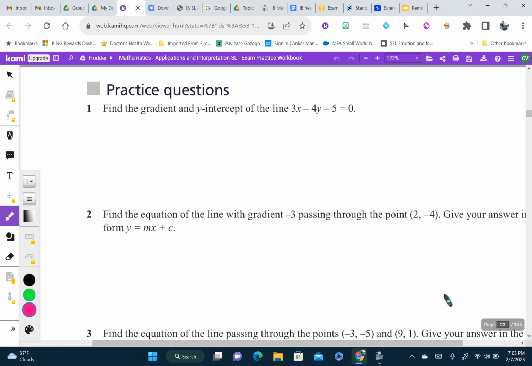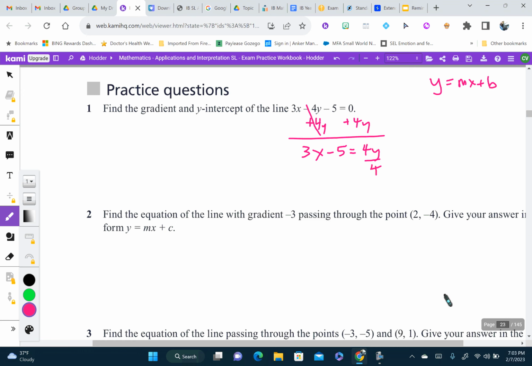So it says find the gradient and the y-intercept. To do that, you have to put it into y equals mx plus b form. So right now it's not in that form. So we're going to go ahead and get this y by itself. I like keeping the y's positive, so I would just add 4y to both sides. And then you get 3x minus 5 is equal to 4y.